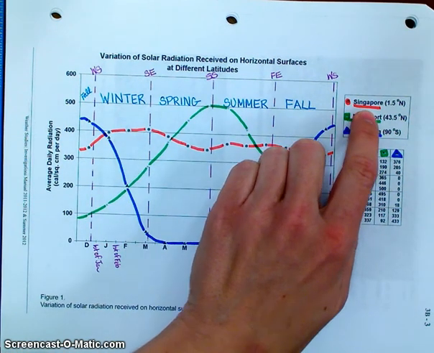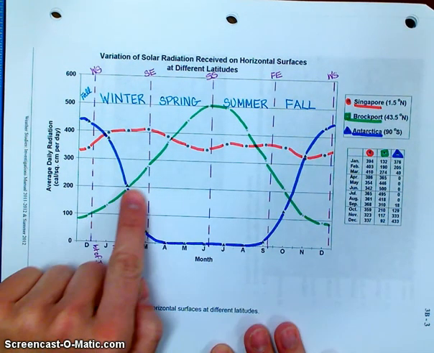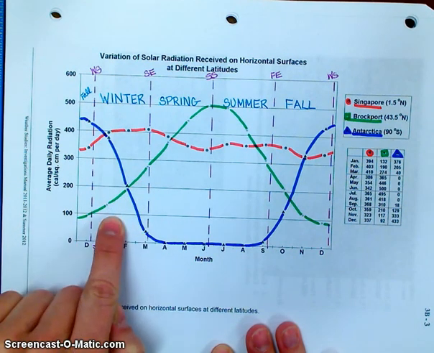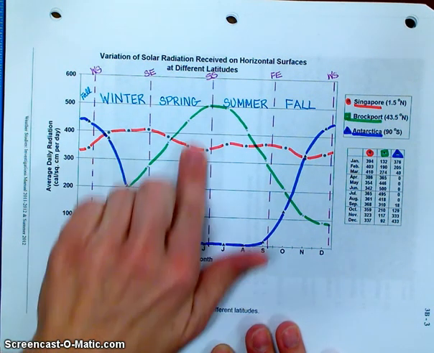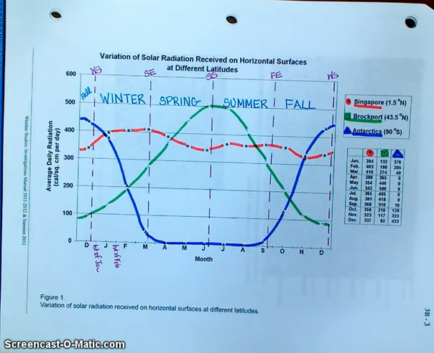That's our equatorial location. If you look at green in the wintertime, here's the area underneath the green graph. And it's much different than the area underneath the green graph in the spring or the summer. And they're asking on number 9, which location receives nearly the same amount of total solar radiation every season, and that's going to be the red because it's almost a straight line.